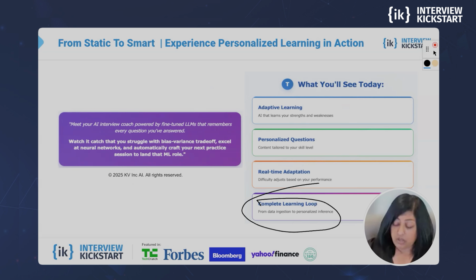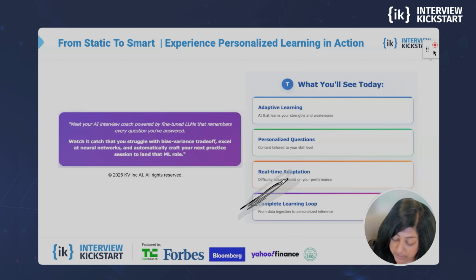All right. So what you'll see today, you're going to be looking at an AMP. It is an AI interview coach that is powered by fine-tuned LLMs that remembers every question that you've answered in the past and presents your next practice session based on how you answered in the past, what skills you mastered, and what skills you need to keep building upon, right?